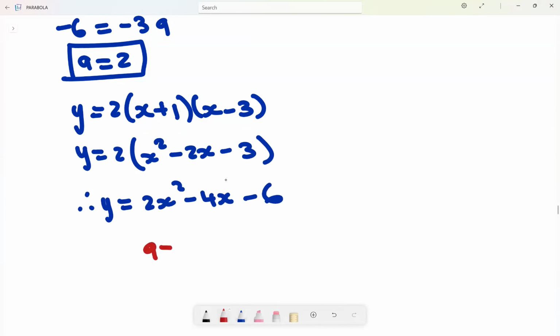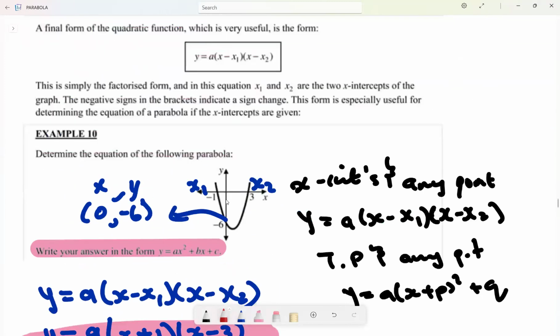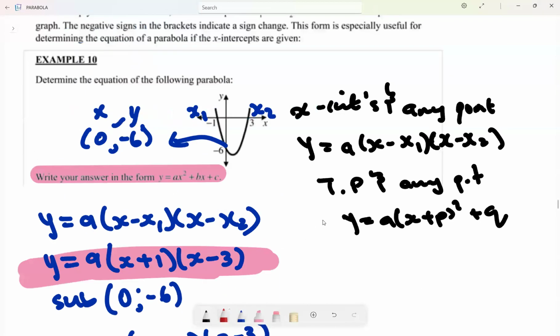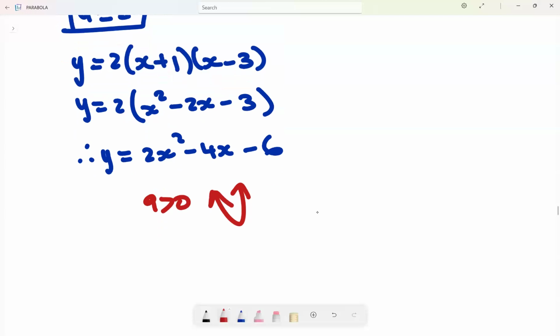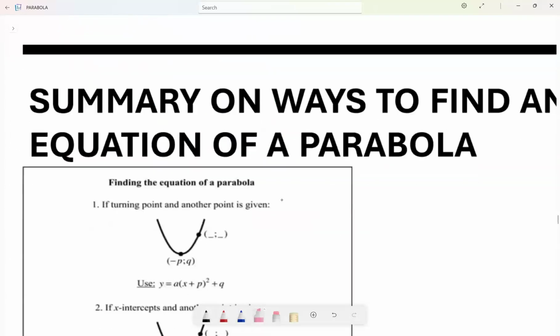And when you check, the value of a is greater than 0. My face is supposed to be like this. Is it like that? Yes, it is happy. Then I'm done. This is the final equation that they wanted. Then let's look at the other example I have.